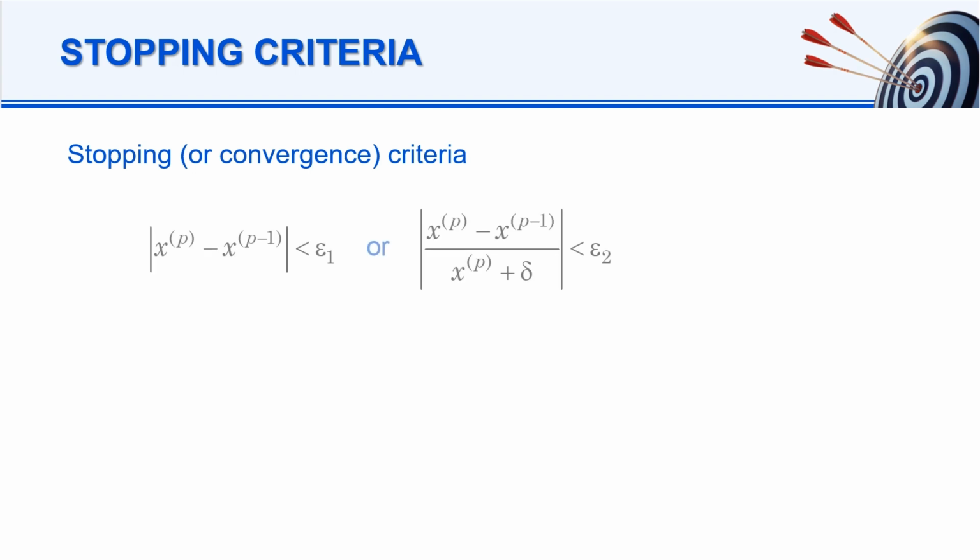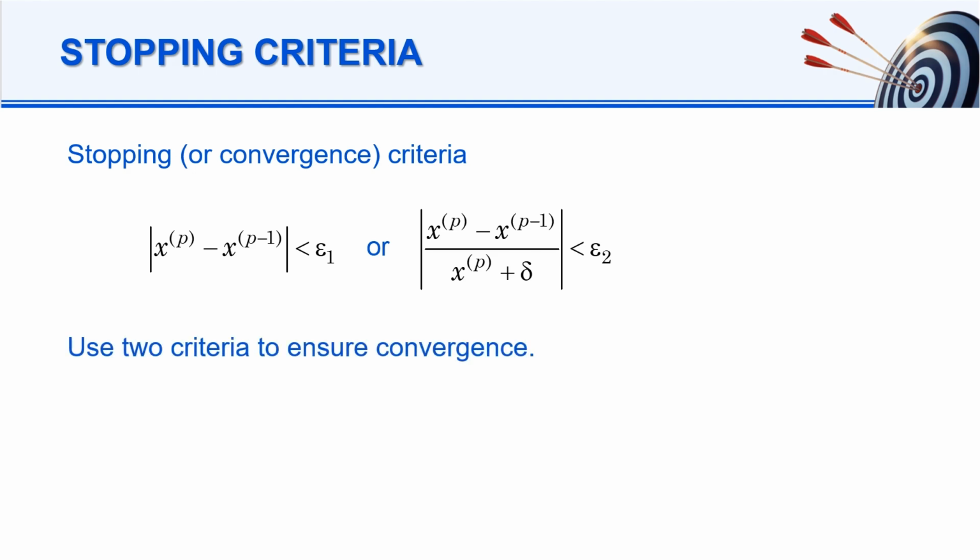Several stopping criteria can be applied either in terms of absolute or relative error. In the relative error criterion, a small number, delta, may be added to the denominator, preferably in the order of machine epsilon, to ensure convergence in the case of 0 or very small roots. It is recommended to use two criteria to ensure correct estimation in the case of very small or very large roots.